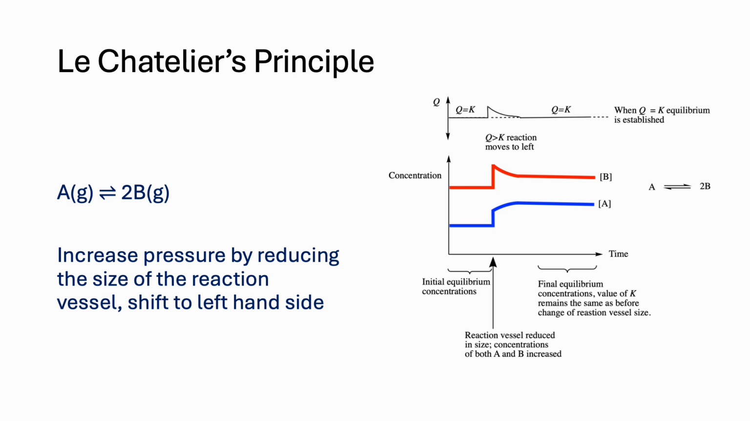Thinking about the value of the reaction quotient when the pressure is increased, while the concentration of both A and B increases, as Q is calculated from the square of the product concentration in the numerator, but only the concentration of reactant in the denominator, the value of Q increases. When Q is greater than K, the reaction shifts towards the reactant side until the value of Q is equal to that of K and equilibrium is re-established.